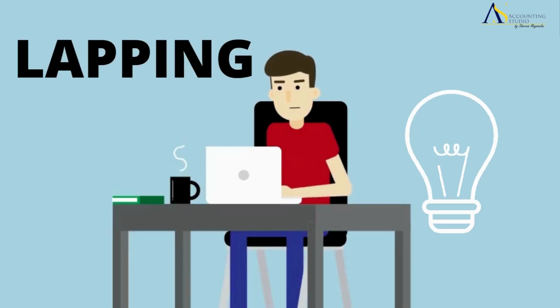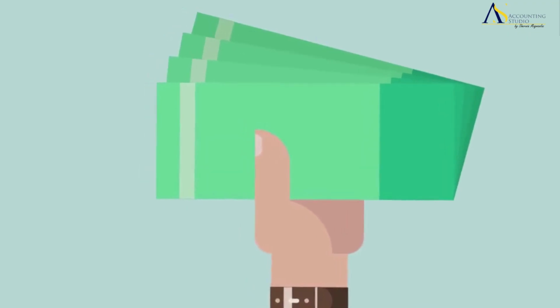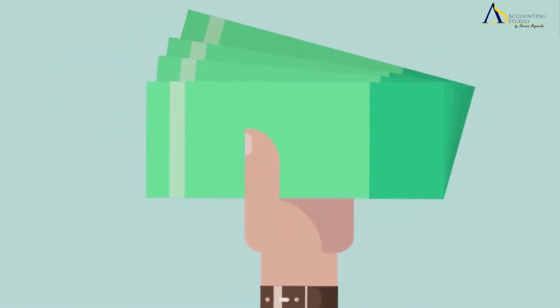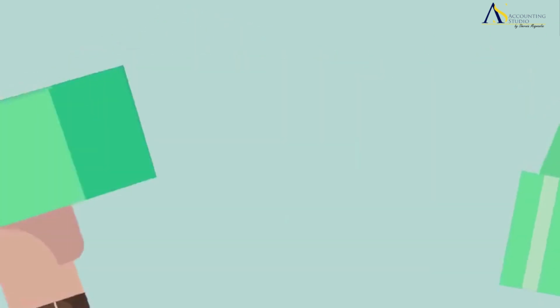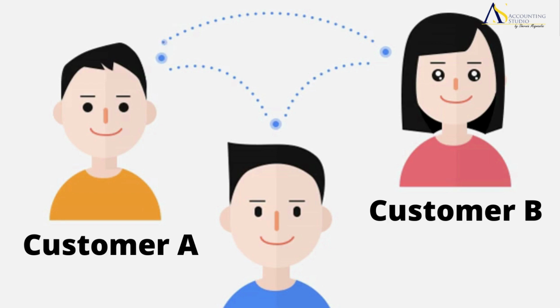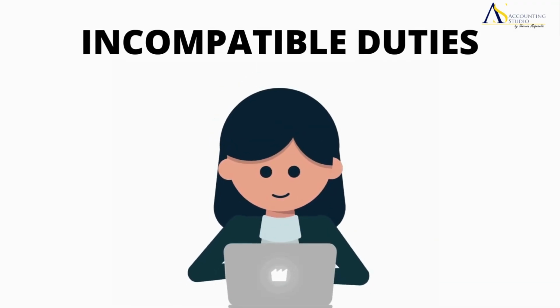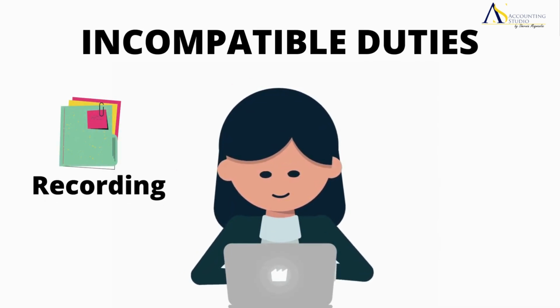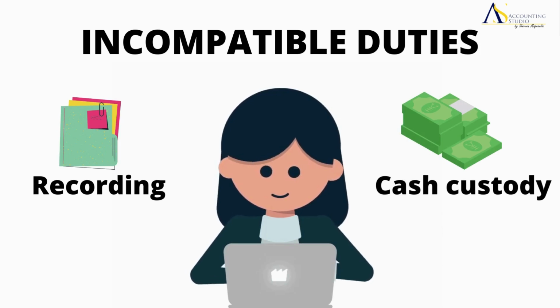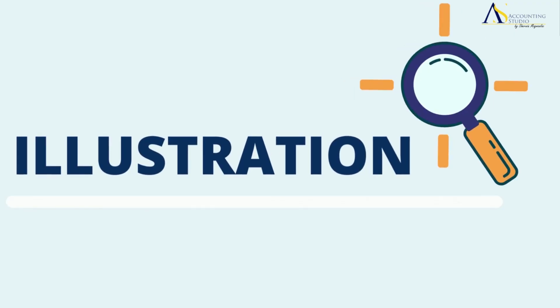Let us first discuss what is lapping. Lapping occurs when collection of receivables from one customer is misappropriated and then concealed by applying collection from another customer. This concealment is made possible when the incompatible duties of recording and cash custody are combined, or when there is delay in recording. Let's illustrate how lapping takes place.